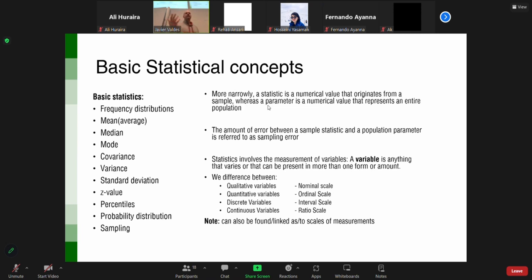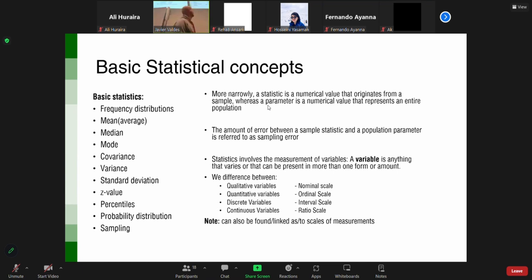statistics involves the measurement of variables, right? So we're going to be working with some kind of data, and you already know different forms of data. You know Booleans, you know strings. In statistics, we are usually going to be defining data and variables into qualitative, which is nominal data, nominal scale; ordinal scale; discrete variables, interval scale; and continuous variables, which are in ratio scale. So depending on the kind of scale that you have, you can do a specific kind of thing.